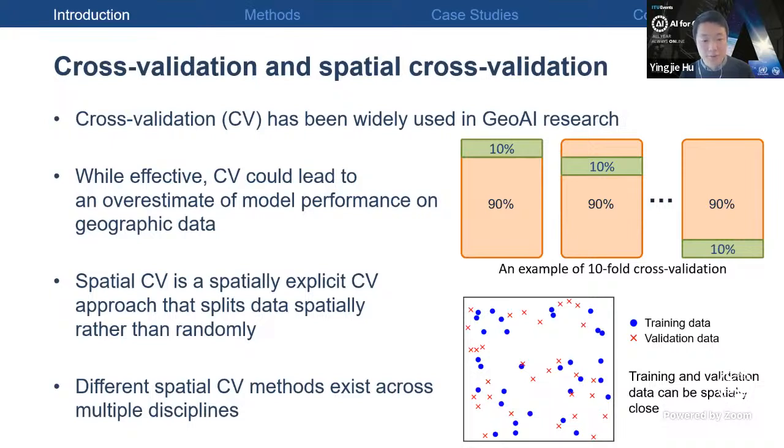Different spatial cross-validation methods have been developed, but they exist in literature across multiple disciplines. So in this book chapter, we summarize the main spatial cross-validation methods and also conduct 2 case studies to understand the effect of different cross-validation strategies on the obtained evaluation scores.